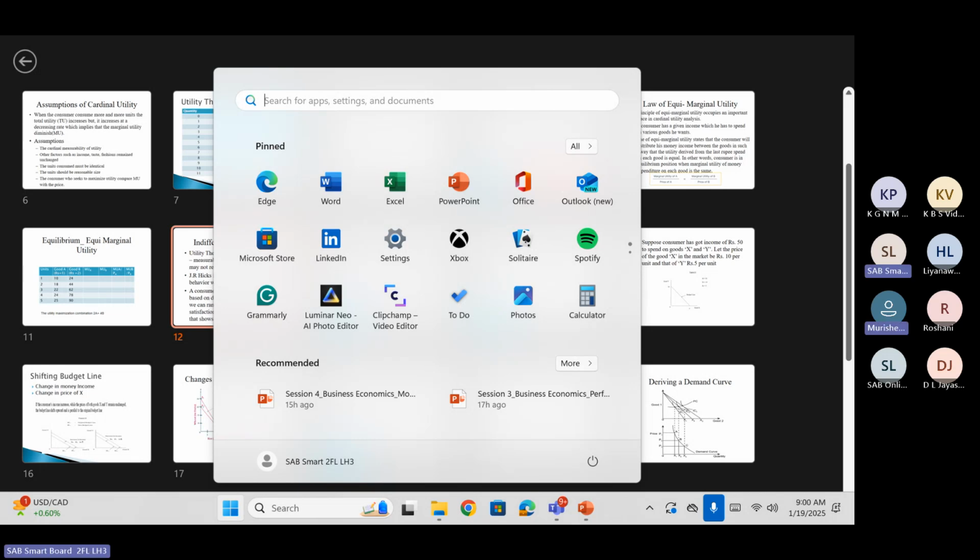Hello, sir. Yes. Hello, sir. I can see the computer screen only. We can see the computer screen only. It's not shared, no? No.